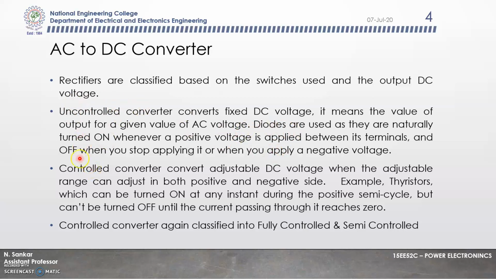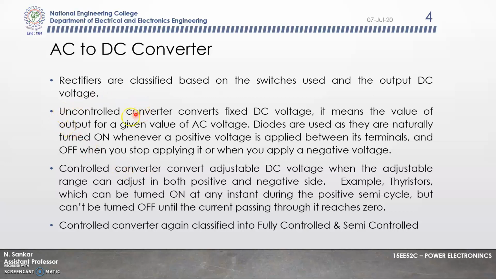Now the controlled converter. Here the output is adjustable, based on the desirable voltage. For example, if I need a voltage of 200 V DC for 2 minutes, after 2 minutes I need just 50 V, and after 3 minutes I need 250 V, we can make use of controlled converters, where based on the on and off of the switch you can adjust the output voltage.